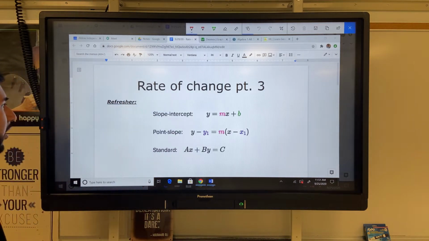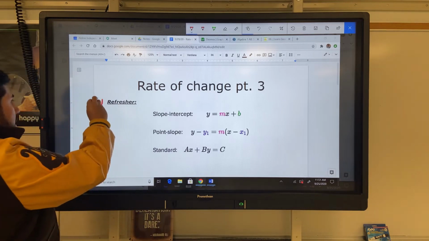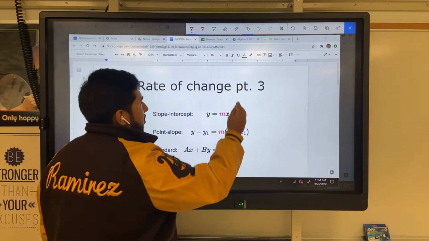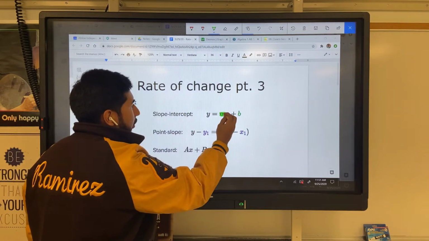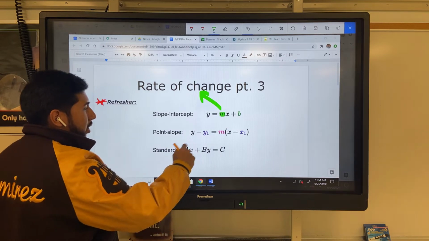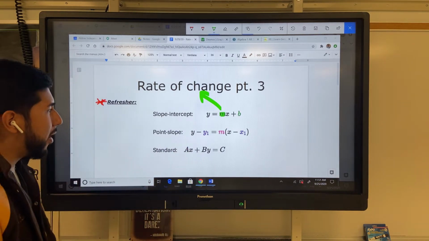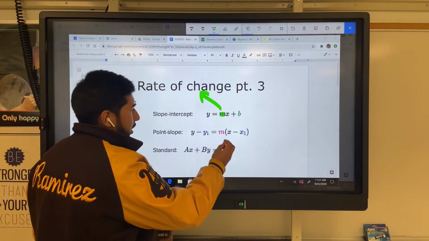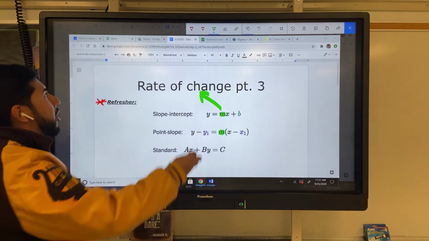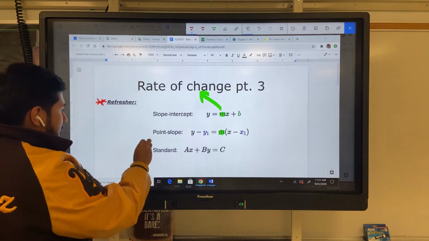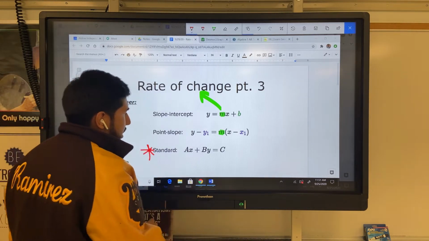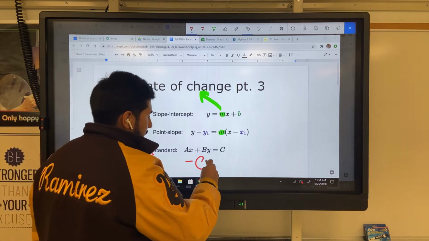Okay, quick refresher. Don't forget slope-intercept form is y equals mx plus b. The beautiful m is my rate of change. Point-slope is y minus y1 equals m times parentheses x minus x1. Don't forget my m is my rate of change. And this is the most important one, standard form. This is where I do need to convert.